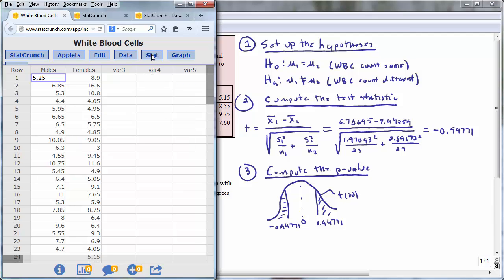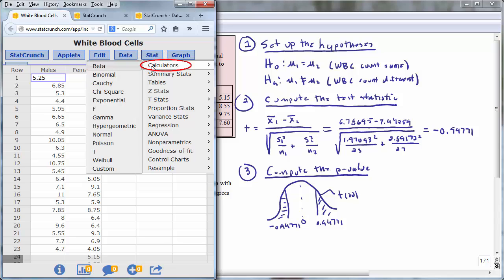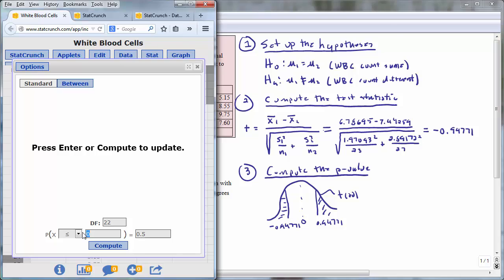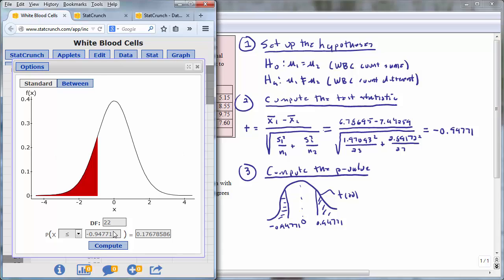To compute the area of the left tail, open up the student t-distribution calculator in StatCrunch. Under Stat, Calculators, T. Enter the degrees of freedom as 22. Enter the value of the test statistic, negative 0.94771, and press Compute. And we end up with an area of the left tail being 0.17678. Now, since the right tail has exactly the same area, we can find the p-value by doubling this value.